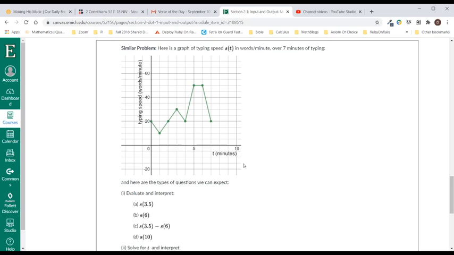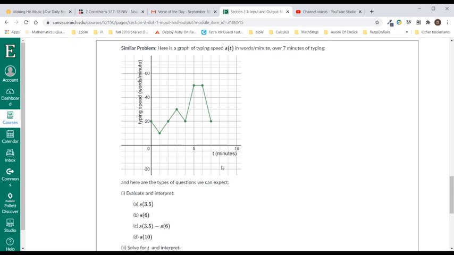Now notice that the t is being given in minutes, the rate is being given in words per minute. So if I go over to 3.5, 1, 2, 3.5, and I go up to the graph, I'm going to see that it's 25 words per minute. Right, and so that's what I would write down. I would write down that this is asking us for the typist rate at the 3.5 minute mark, and it's 25 words per minute.